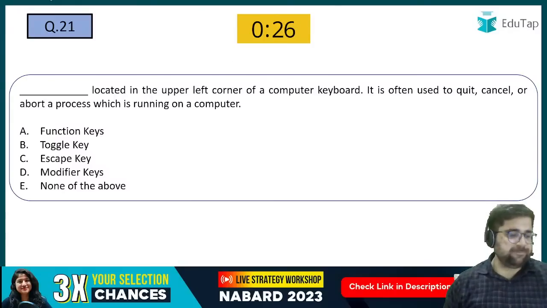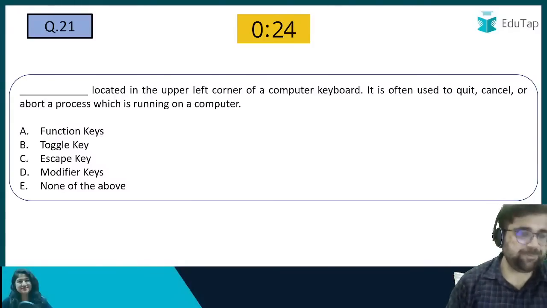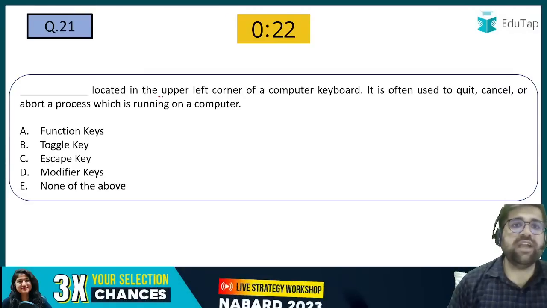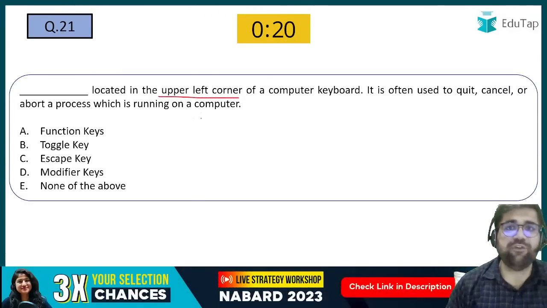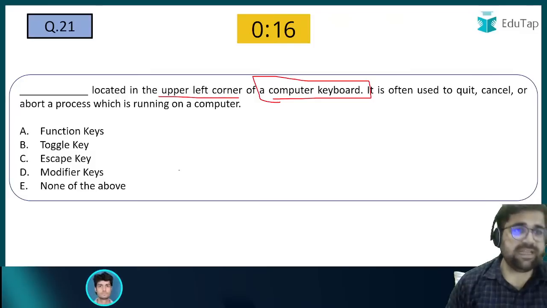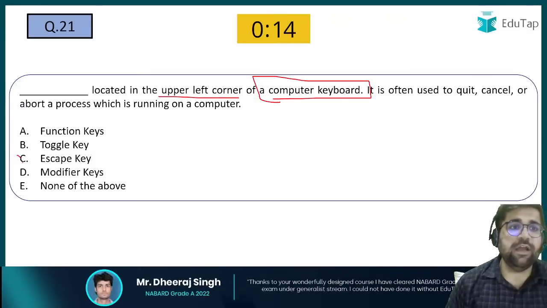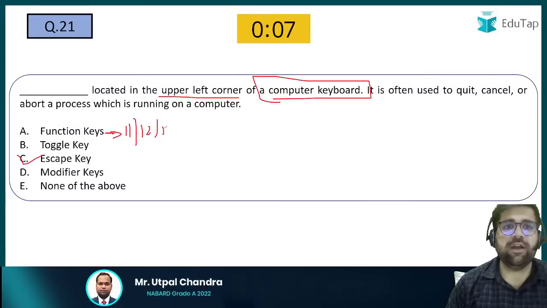Question number 21. Dash is located in the upper left corner. Upper left corner of what? Computer keyboard. Yes, the answer will be escape key. Very good. Now tell me how many function keys are there in the keyboard. Options are 11, 12, 13, 14 and 15.